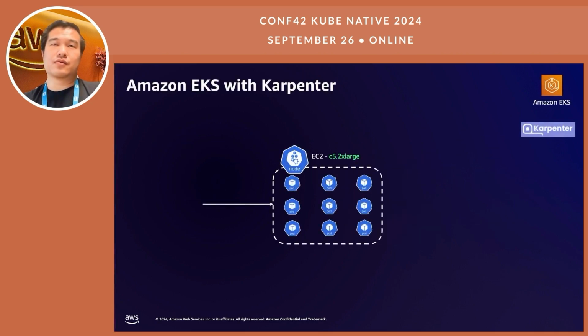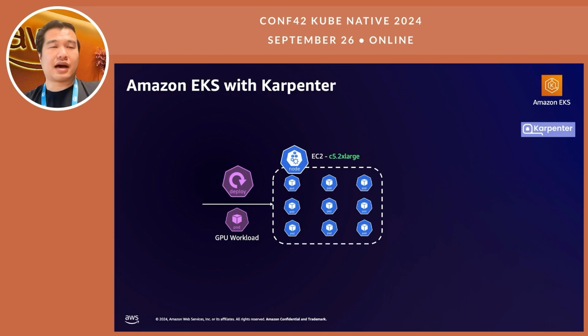So here we have that running 9 pods of our deployment. The type of the instance here is C5 2xlarge. And now we don't run cluster autoscaler and autoscaling group in our cluster anymore. We have K8s and also Karpenter installed.